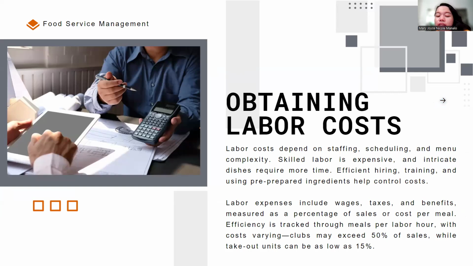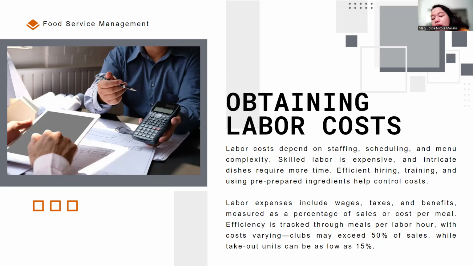So labor cost is a key factor in menu planning, influenced by staffing, scheduling, and menu complexities. Skilled labor is costly and intricate dishes require more preparation time. Efficient hiring and training reduce turnover and improve productivity. Menu planners can control labor needs by opting for simpler preparation or using pre-prepared ingredients, though convenience foods may have higher costs. Labor expenses, including wages, taxes, and benefits, are measured as a percentage of sales or cost per item per meal.